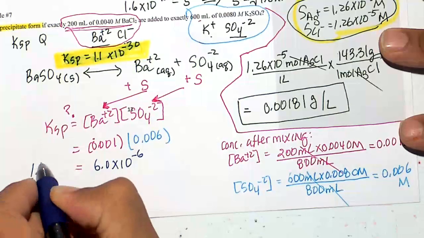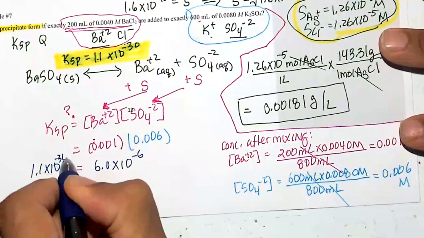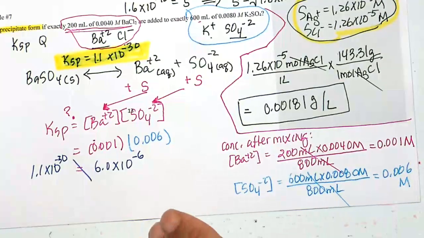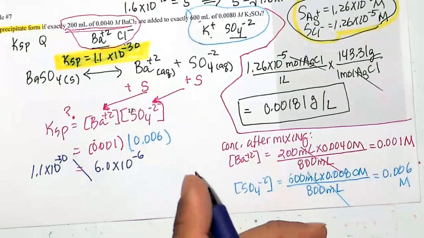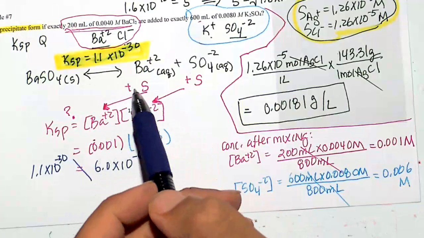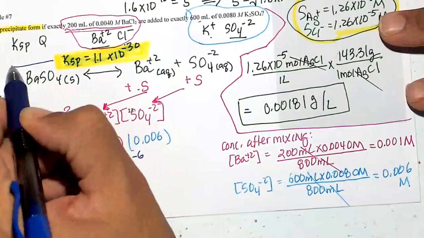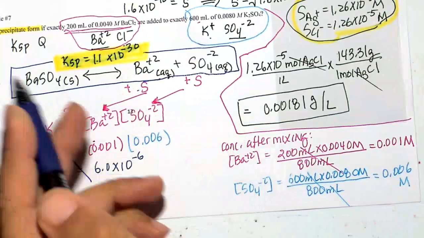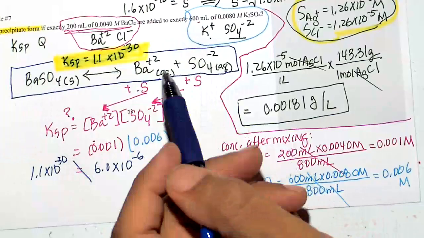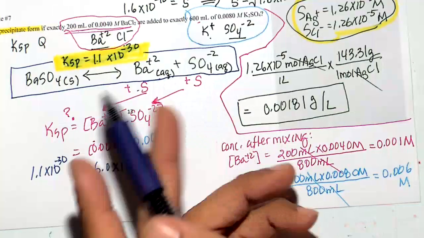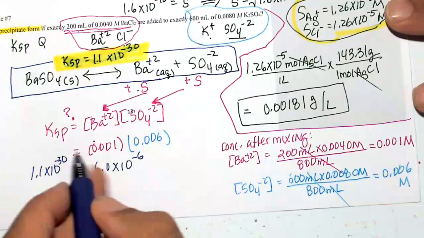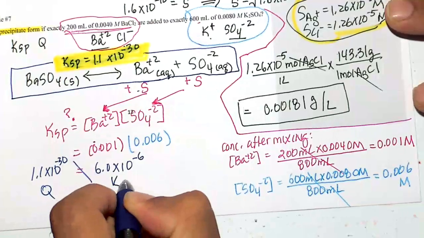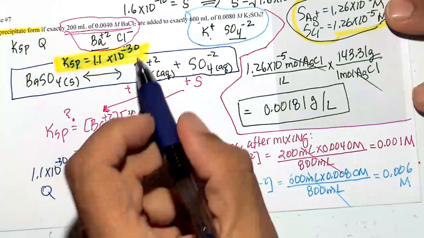Okay, and what is the Ksp? It's 1.1 times 10 to the minus 30. So they do not equal one another at all. Obviously there's a situation here where this reaction, I'll box it here in blue, is either going to go this way or predominantly that way. So for that we're going to put Q first and then compare it to Ksp.